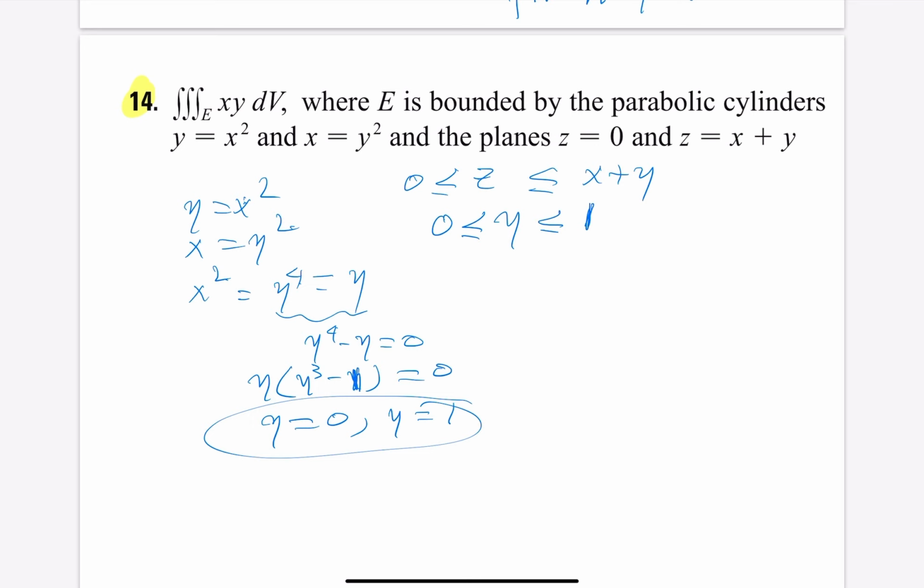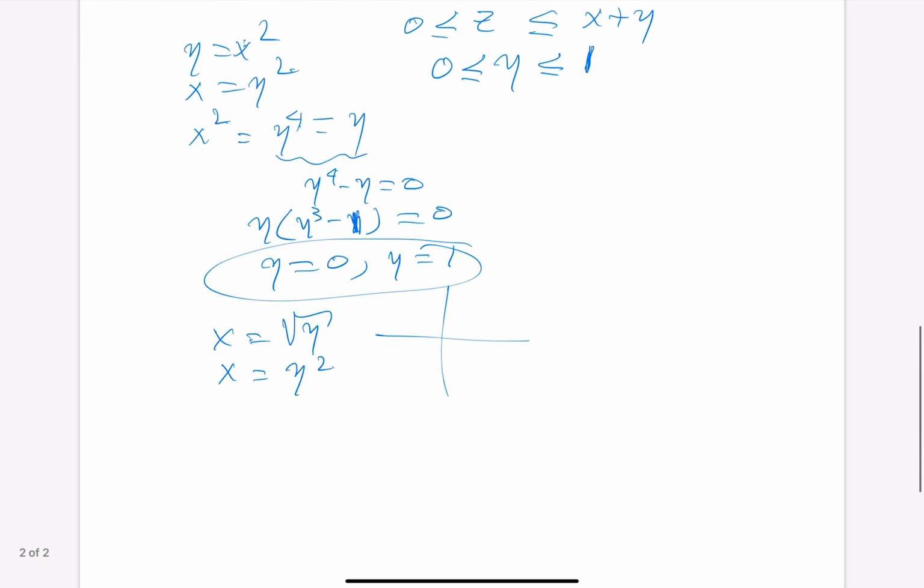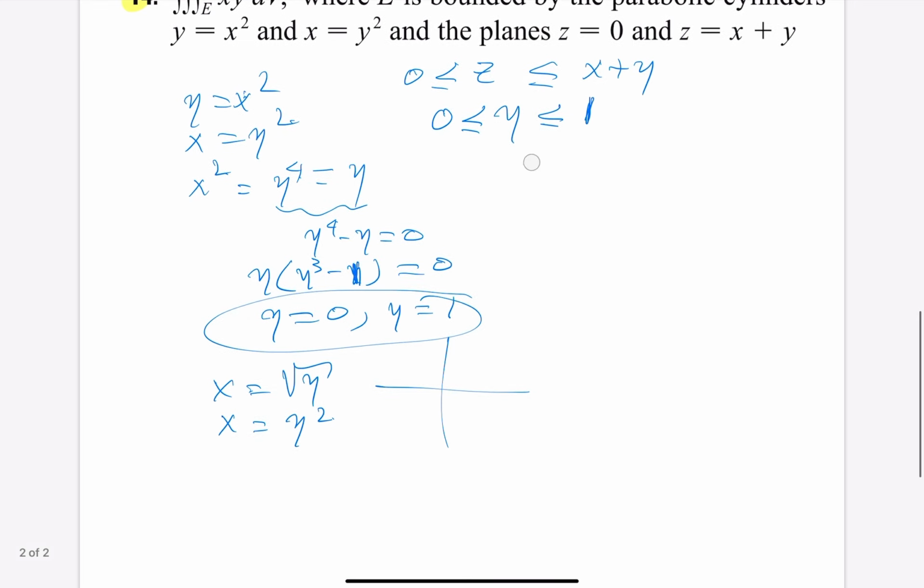You can just think about, if x is 0, y is 0, but if y equal to 1, okay, if y equal to 2, for example, 2 is a good one. If y equal to 2, you have square root of 2, and here you have 4, then this one has to come first. Got it? So then x is between y squared and square root of y. That's it. That's the variation.